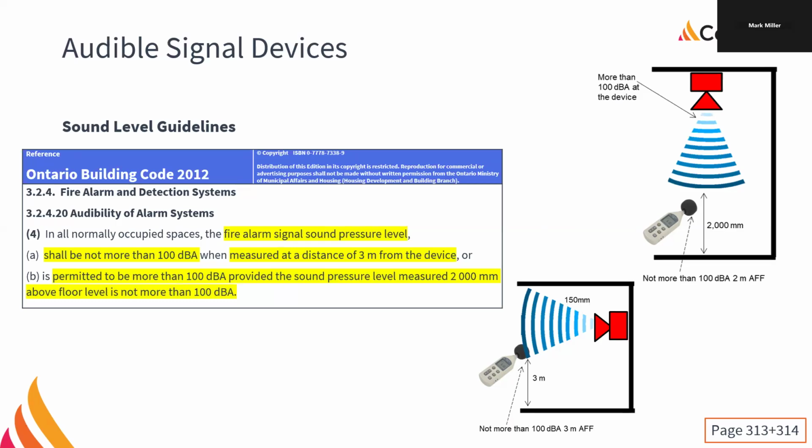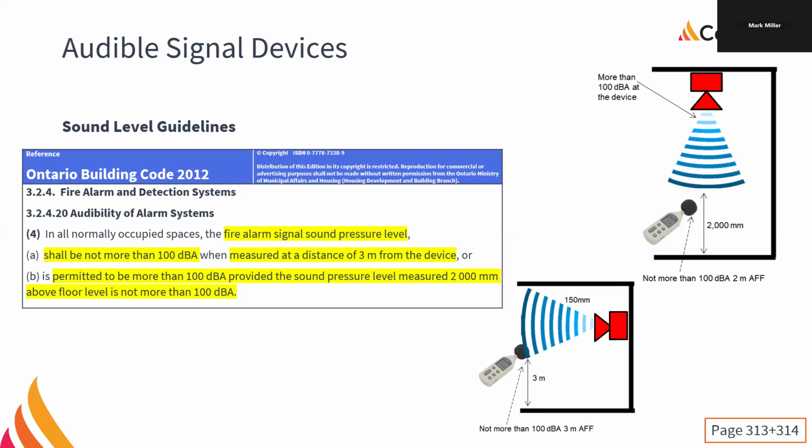Because we have maximum and minimum volumes. Right? We can't measure more than 100 decibels at 3 meters from the device. We can have a device put out more than 100 decibels, so long as when we measure 2 meters above the floor, it's not over 100 decibels.